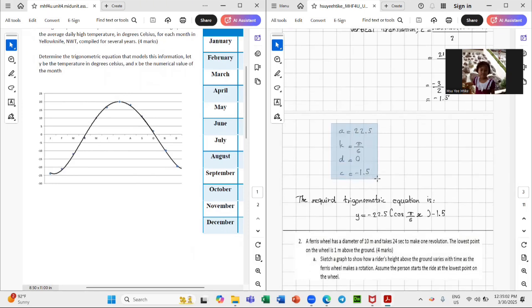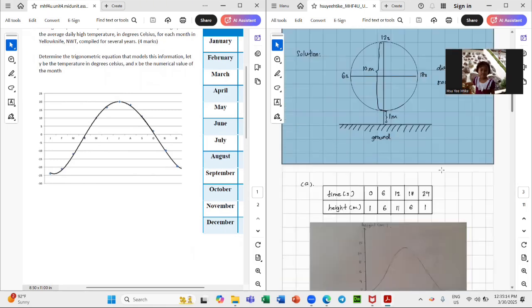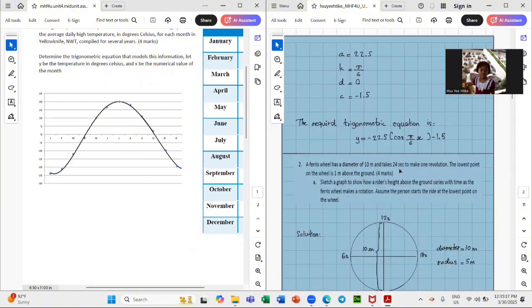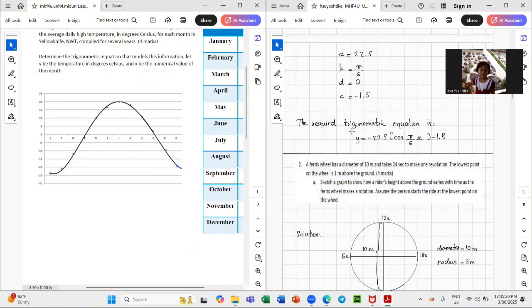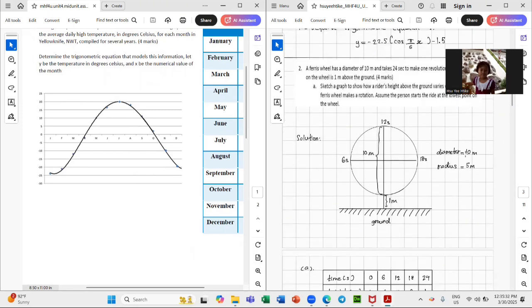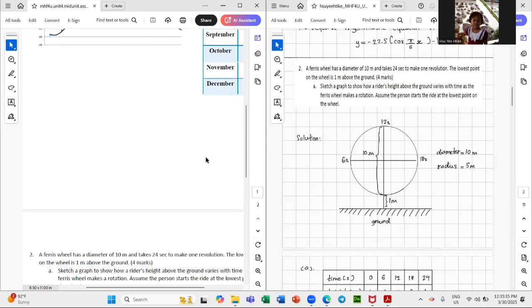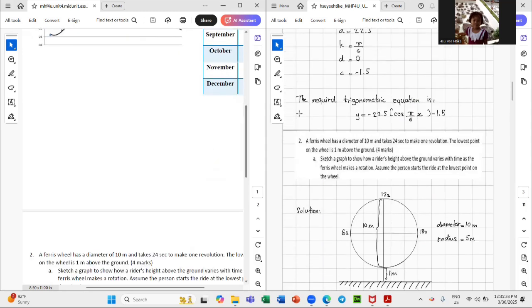A is equal to 22.5, k is equal to pi over 6, d is equal to 0, and c is equal to negative 1.5. So the required trigonometric equation would be y is equal to negative 22.5 cosine pi over 6 x minus 1.5. This is the final answer for the question.